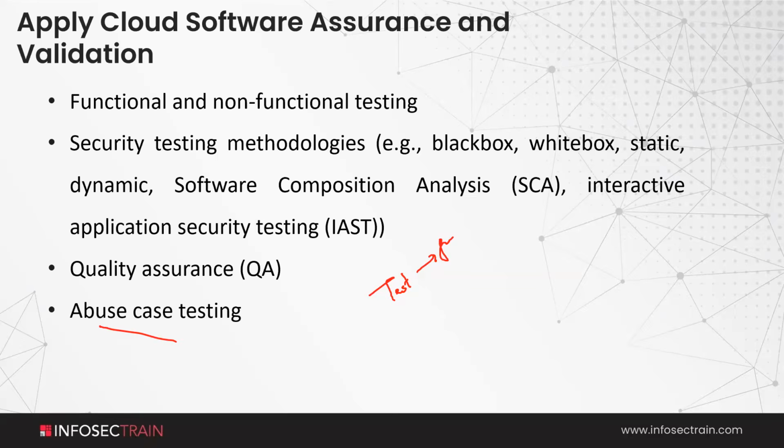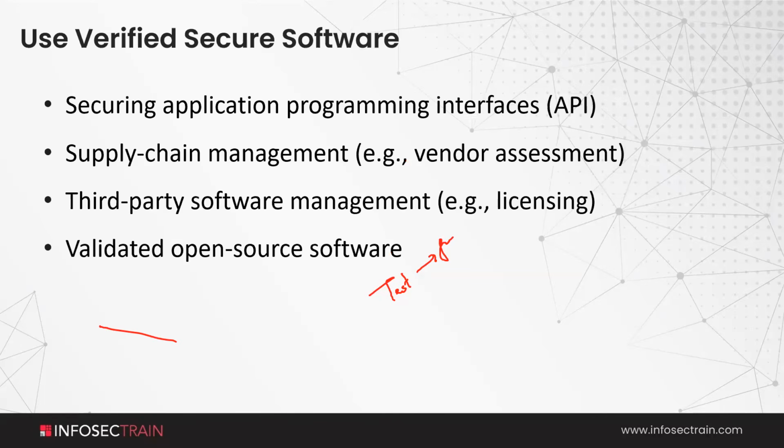In Domain 4, the next module is what we call use of verified secure software. Again, team, this is one major thing which we have to keep in mind when you're learning this part from the examination perspective. Why? Because the entire cloud is relying on APIs. The entire cloud is relying on APIs. So APIs are one of the most important things you have to understand. Application programming interface, or APIs.